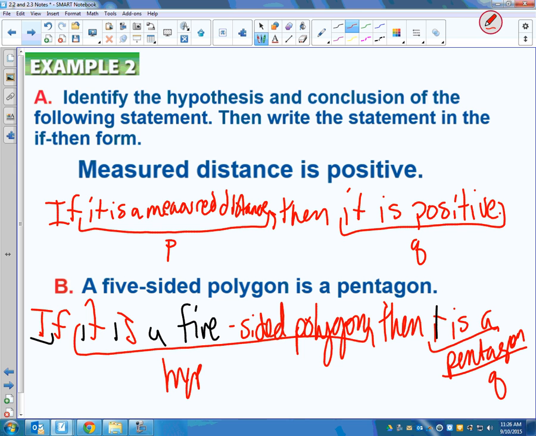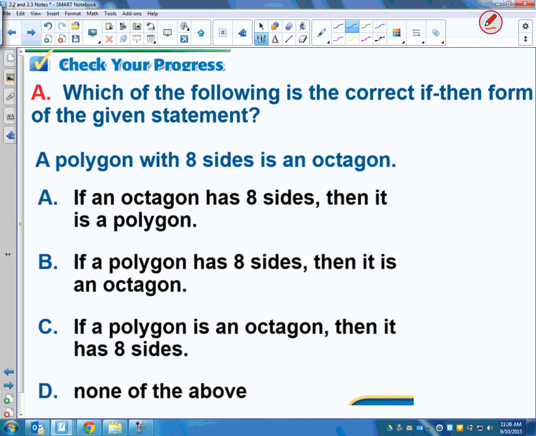Okay, let's see if I have one for you too. Oh, look, I do. So let's do, we'll just do this again. Right, left, both, up. So stand up means that one. Which of the following is in the if-then form of the given statement? A polygon with 8 sides is an octagon.